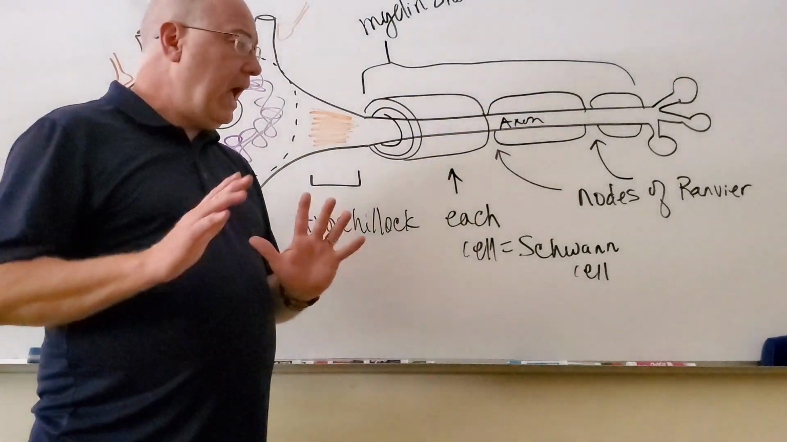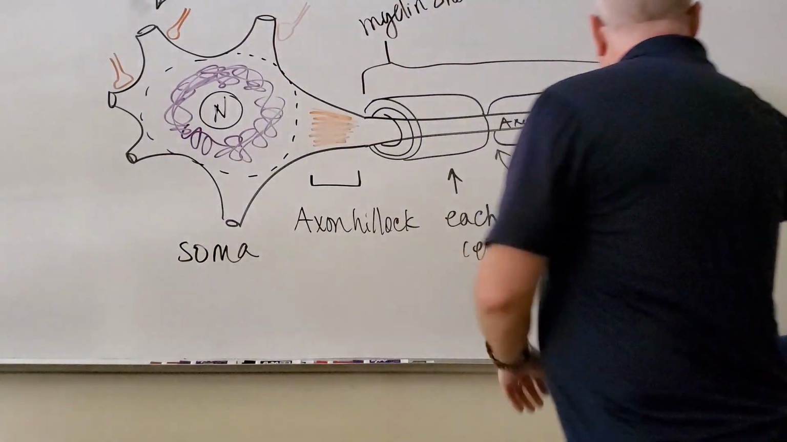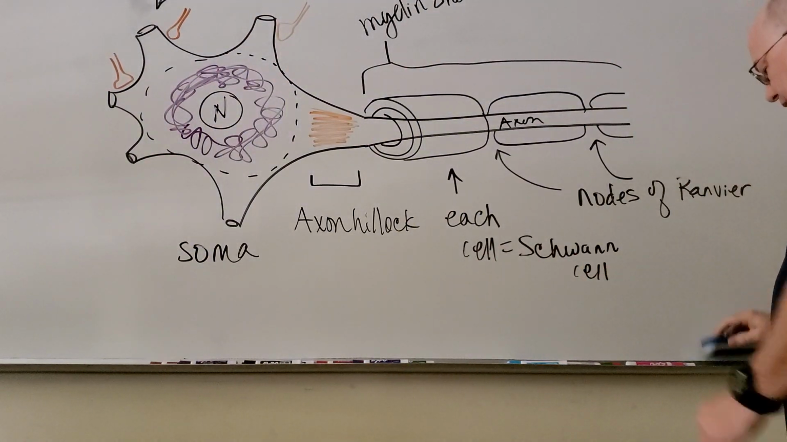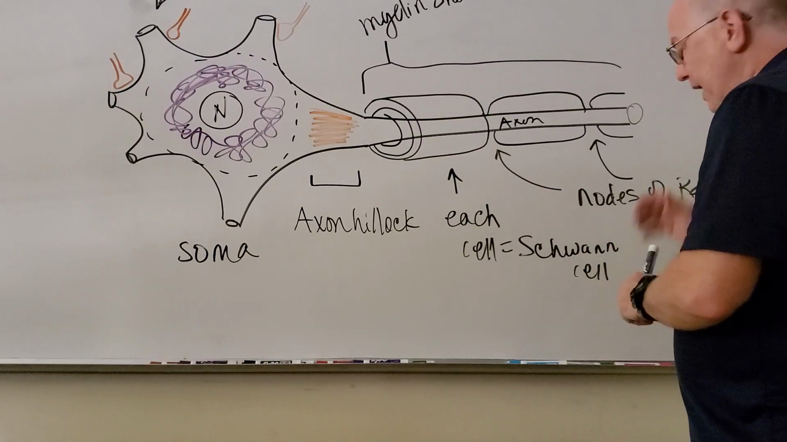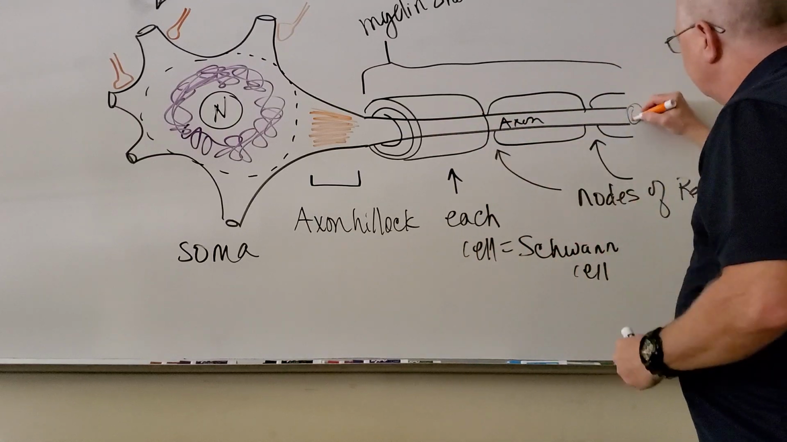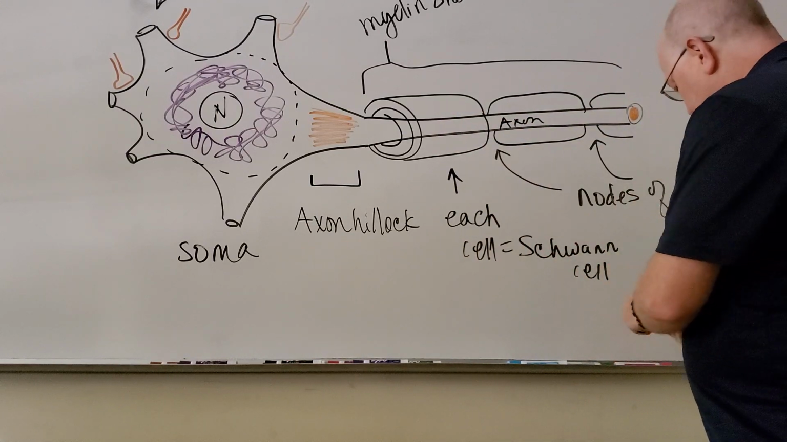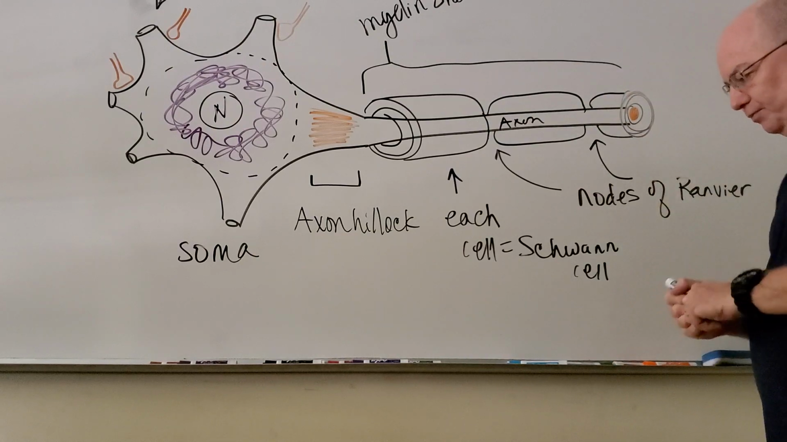So our models have been cut right about here. And when we look on the end, we'll see the end of the axon. We'll see some axoplasm inside there. It's actually colored the same as that up there. It's kind of an orange color inside of here. And then you'll see the Schwann cell wrapped around here multiple times.